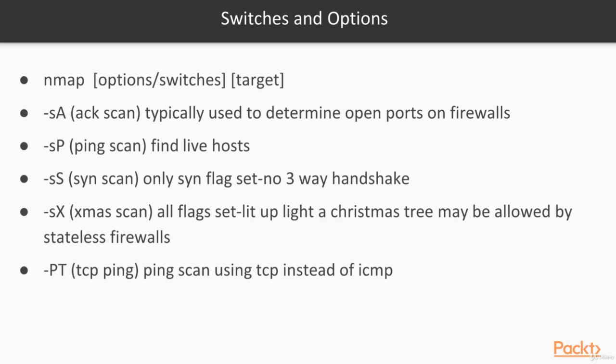Let's look at some typical switches and options. So nmap -sA, capital A, is an acknowledgement scan. This is typically used to determine open ports on firewalls. -sP, capital P, is a ping scan used to find live hosts. -sS, capital S, is a SYN scan. So only the SYN flag is set, there is no three-way handshake. So it's a little less noisy of a scan.